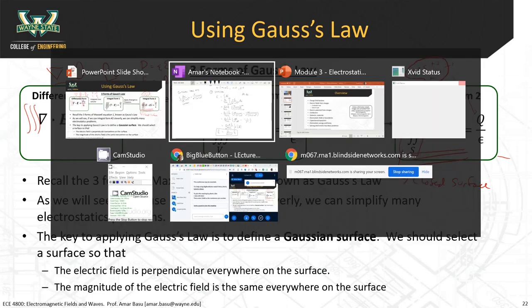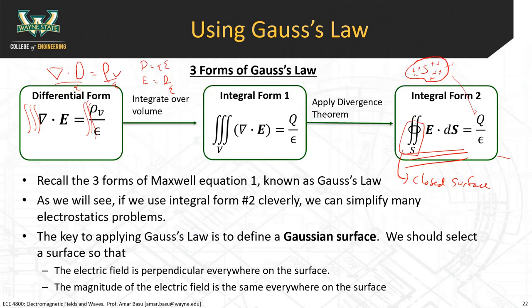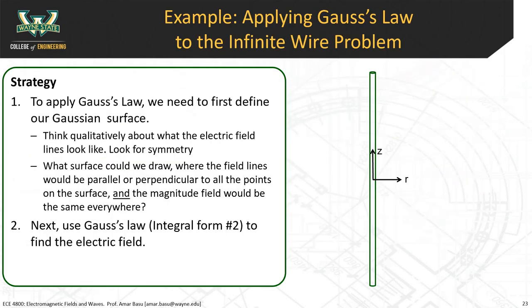The best way to do this, of course, is just to do an example problem. Okay? So what we're going to do is take the same infinite wire problem that we solved earlier using the brute force approach, and we're going to solve the same one using Gauss's law. And I'm going to show you how much easier it is to solve the problem in that case. I'm just going to do the solution right on here, because there's not all that much math required once you recognize the beauty of using Gauss's law.